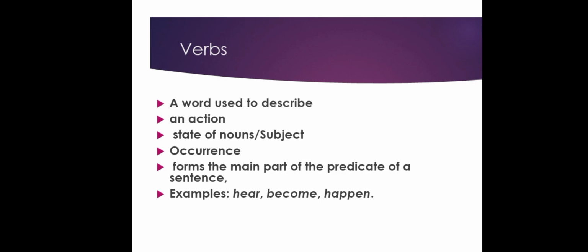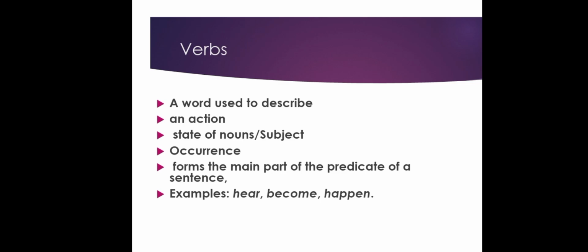Verbs. A word which shows an action. A word used to describe an action, state of noun or subject, occurrence of nouns or subject, forms the main part of the predicate of a sentence. So, a verb is a word which shows an action.